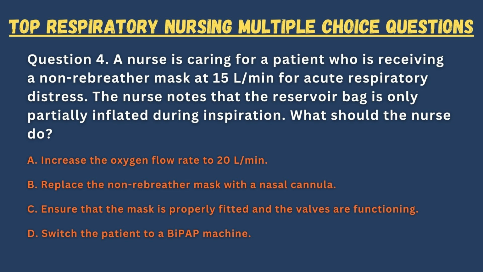A. Increase the oxygen flow rate to 20 liters per minute. B. Replace the non-rebreather mask with a nasal cannula. C. Ensure that the mask is properly fitted and the valves are functioning. D. Switch the patient to a BiPAP machine.